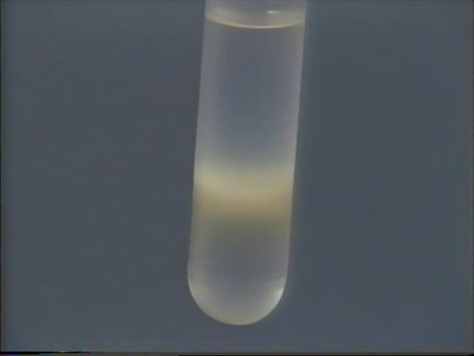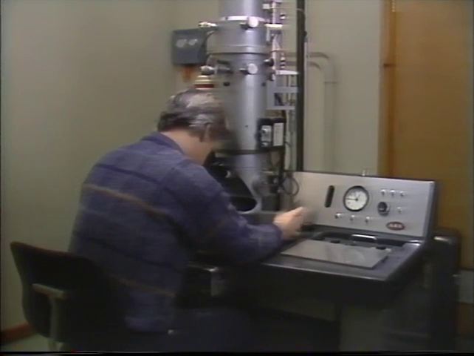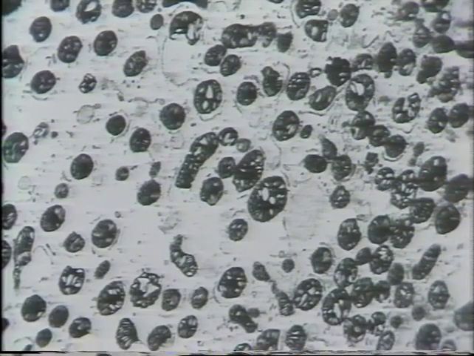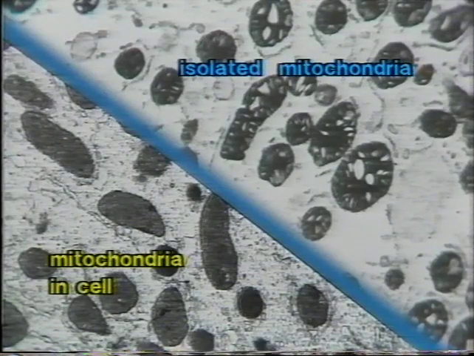The most obvious way to check on the purity of this fraction is to look at it under the electron microscope. Here's an electron micrograph of mitochondria prepared in the way you've just seen. It shows that the mitochondrial fraction is fairly pure. There are only a few organelles present that are not mitochondria, and the mitochondria look more or less the same as they do in the whole cell. In other words, they haven't suffered any gross physical damage or disruption during the isolation procedure.